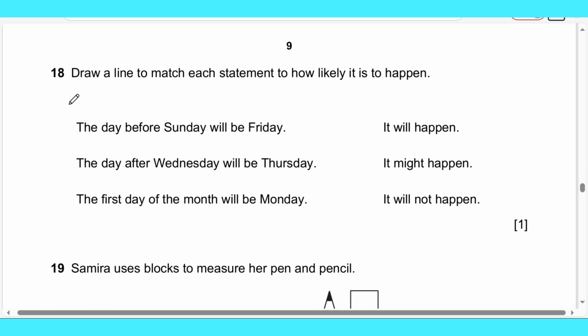Okay guys, 18. Draw a line to match each statement to show how likely it is to happen. The day before Sunday will be Friday. The day after Wednesday will be Thursday. The first day of the month will be Monday. It will happen, it might happen, it will not happen.